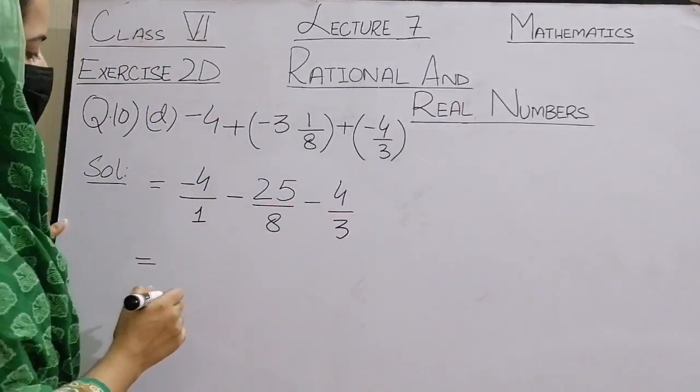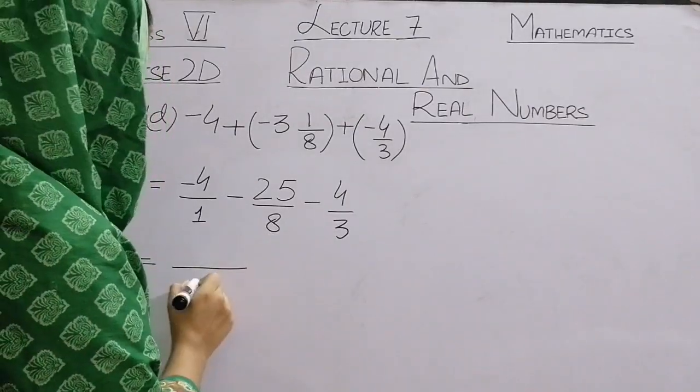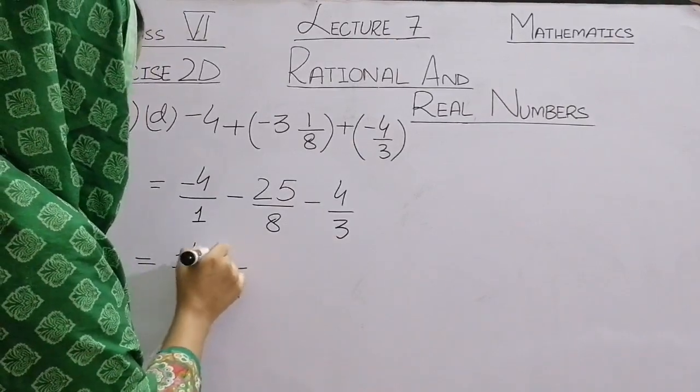Make the denominator same. 8 3s are 24. 24 1s are 24.